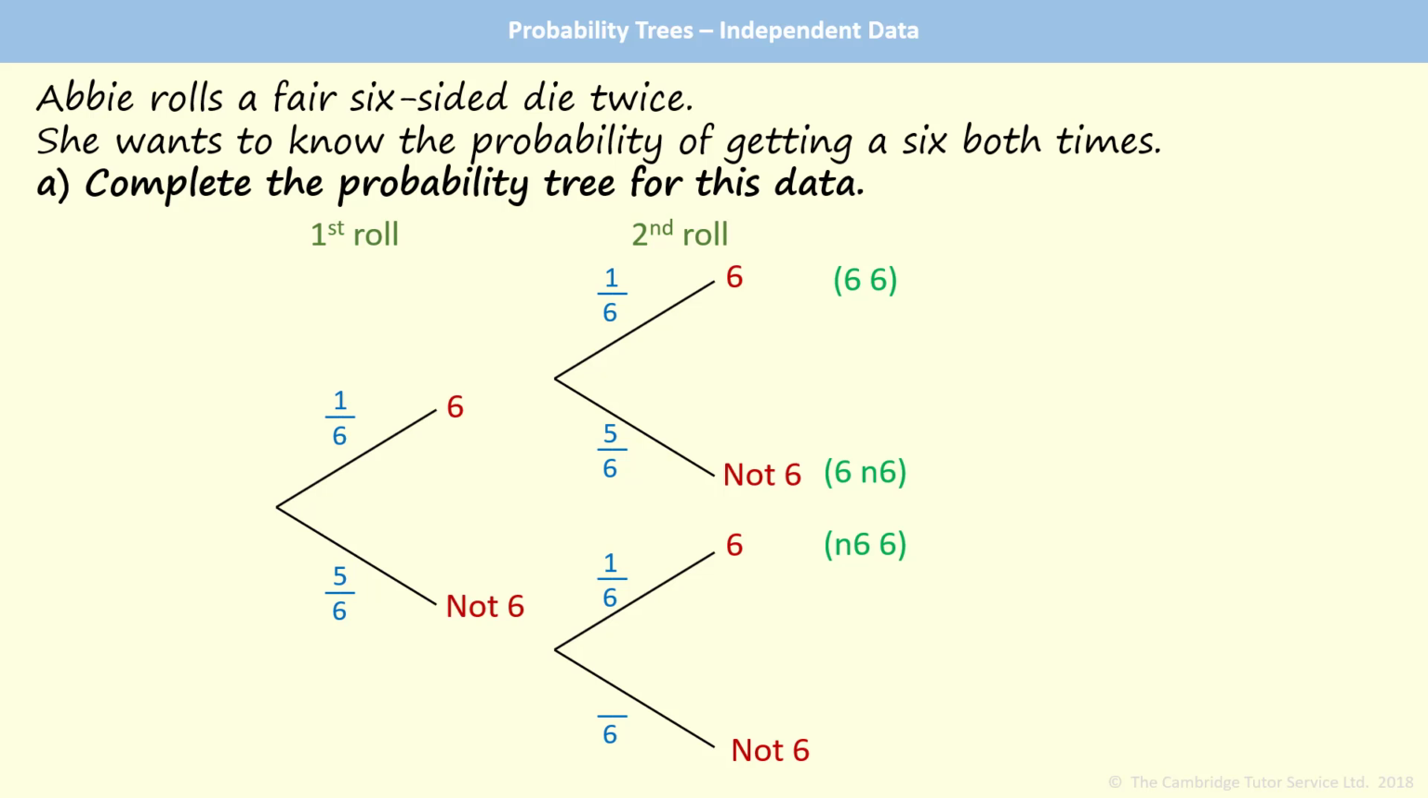And the final option, both times she throws a number that isn't a 6. First roll she doesn't get a 6, and the second roll she doesn't get a 6. So that's another 5 out of 6, and we call that not 6, not 6. There's the completed probability tree. Now we're going to answer some questions.